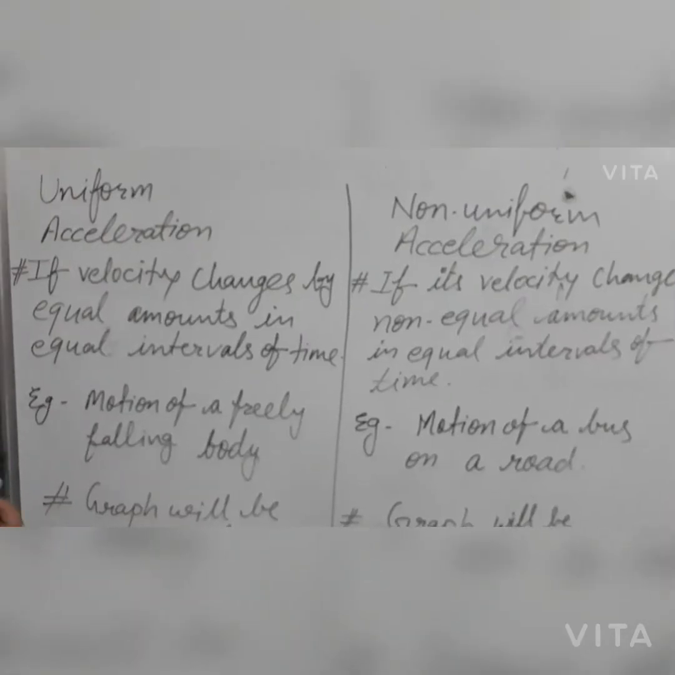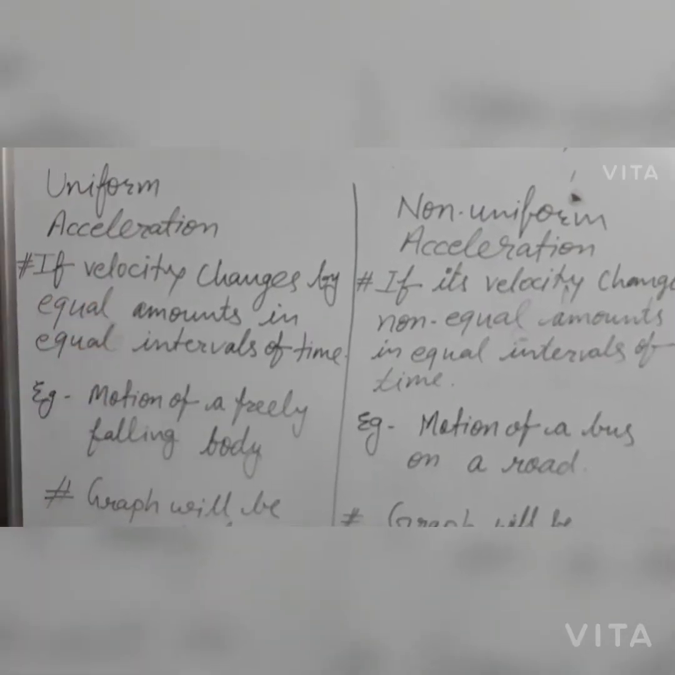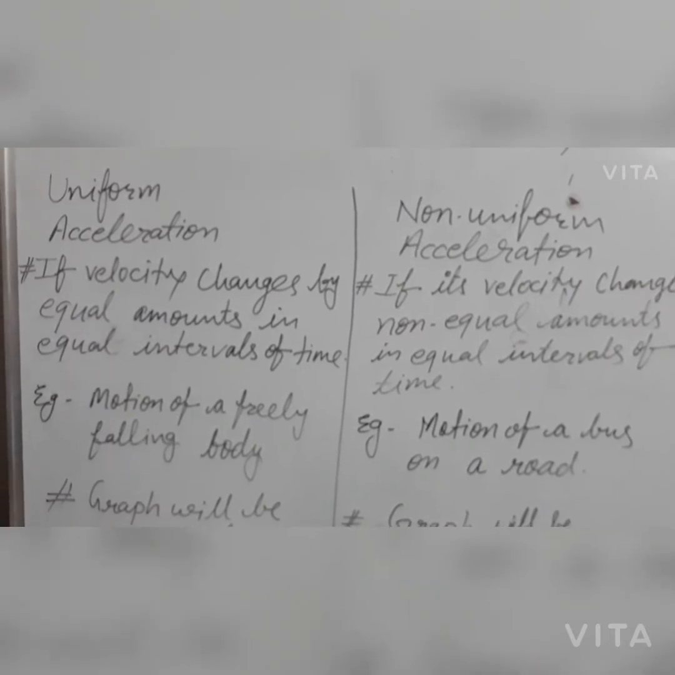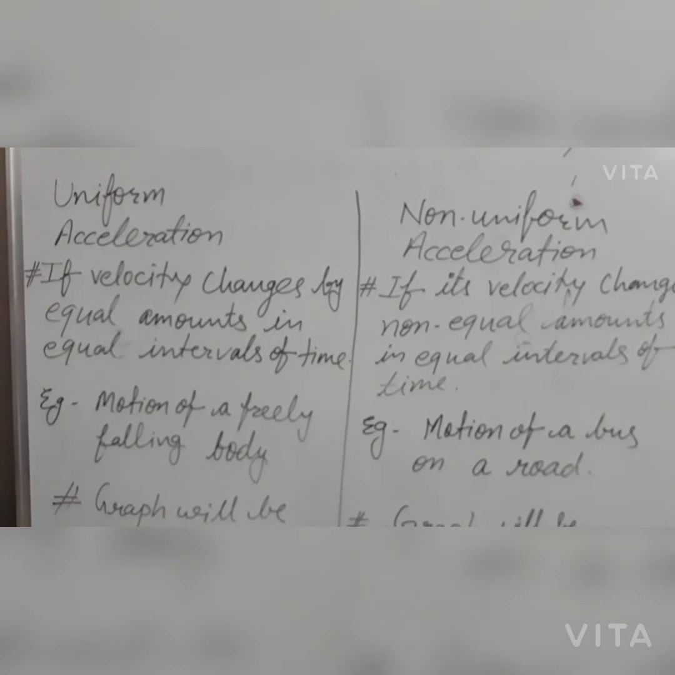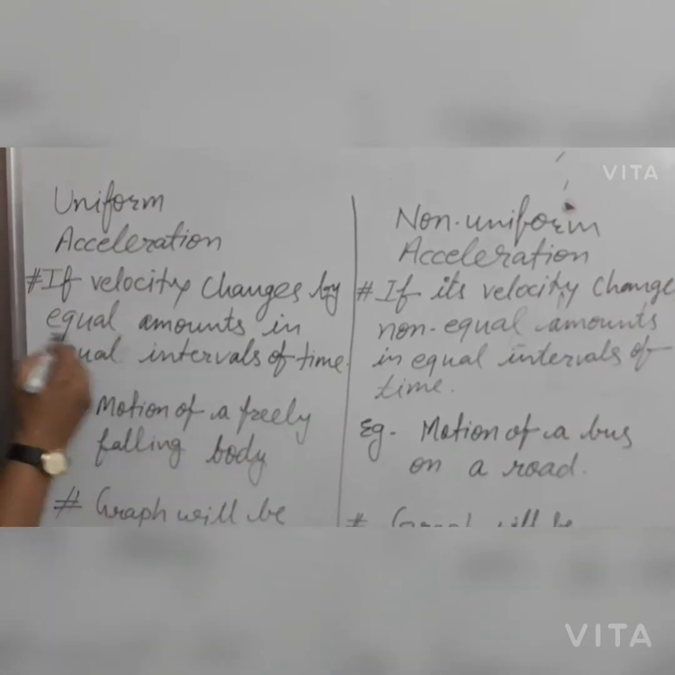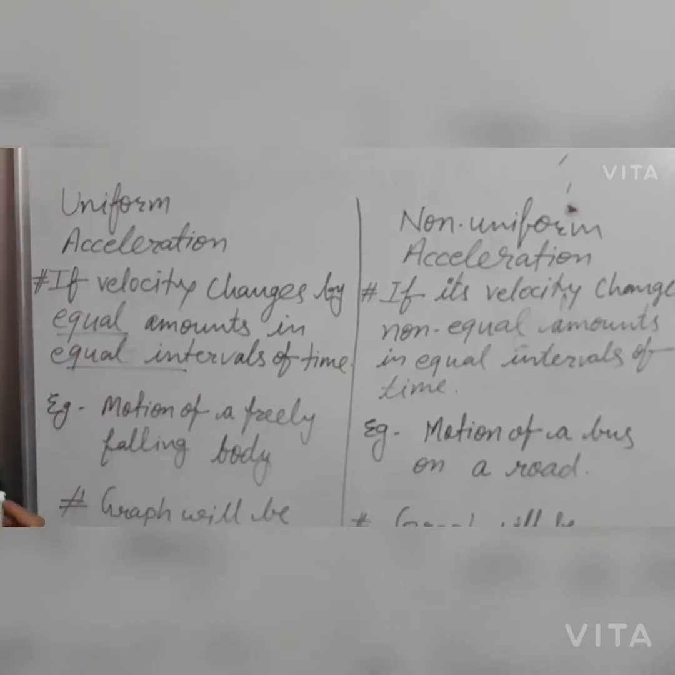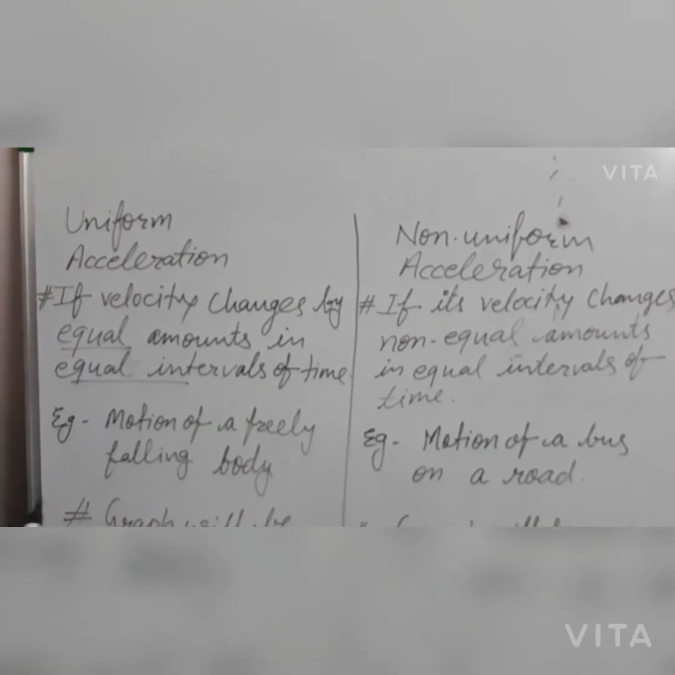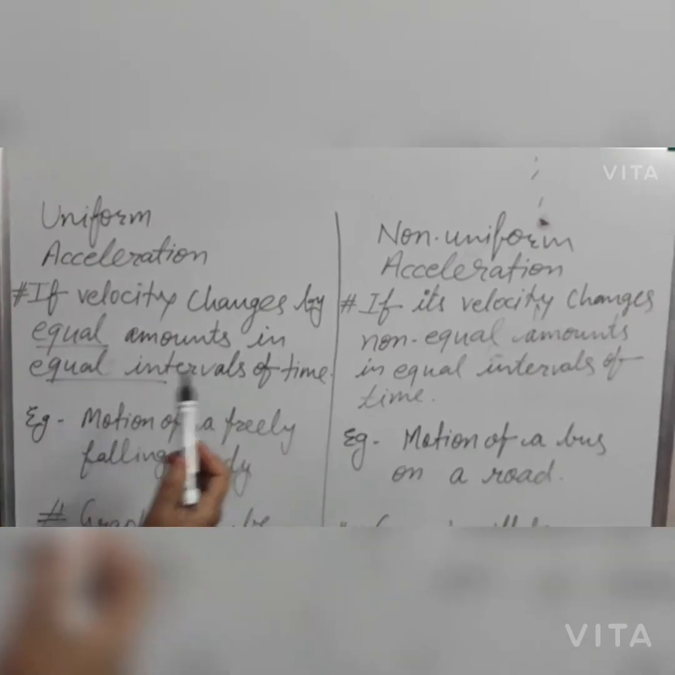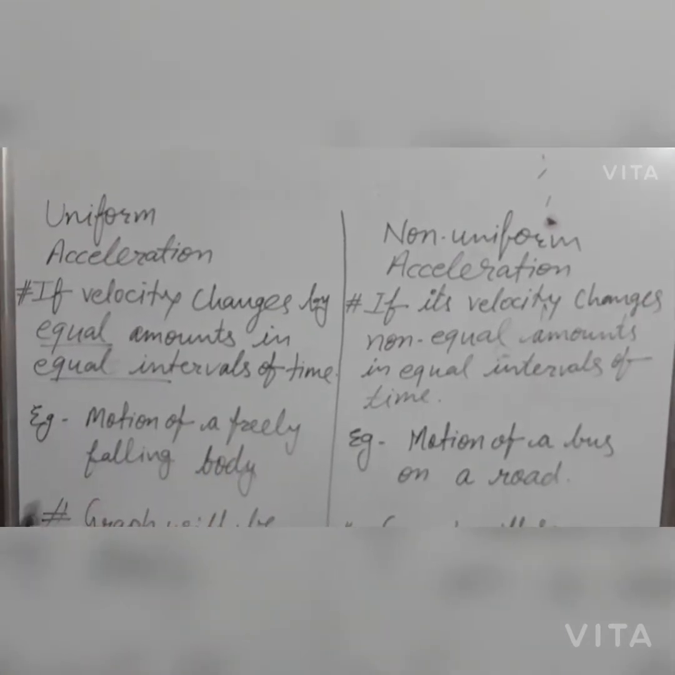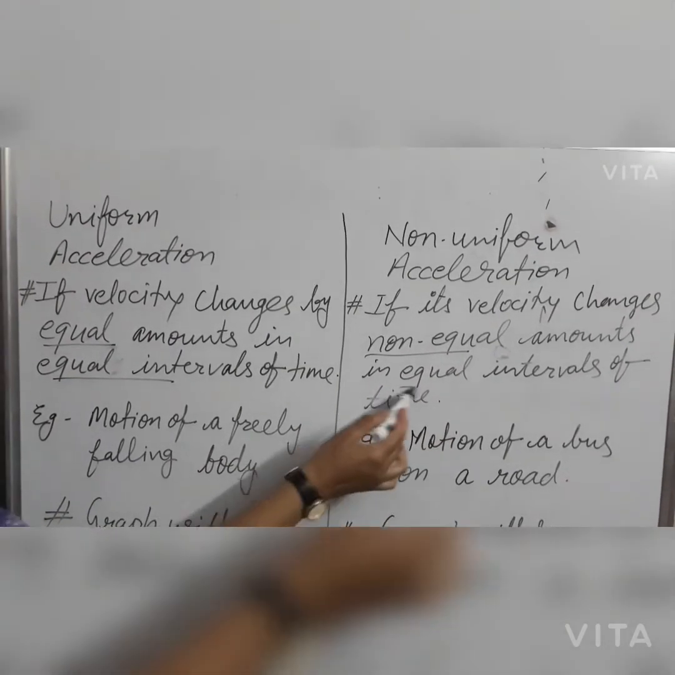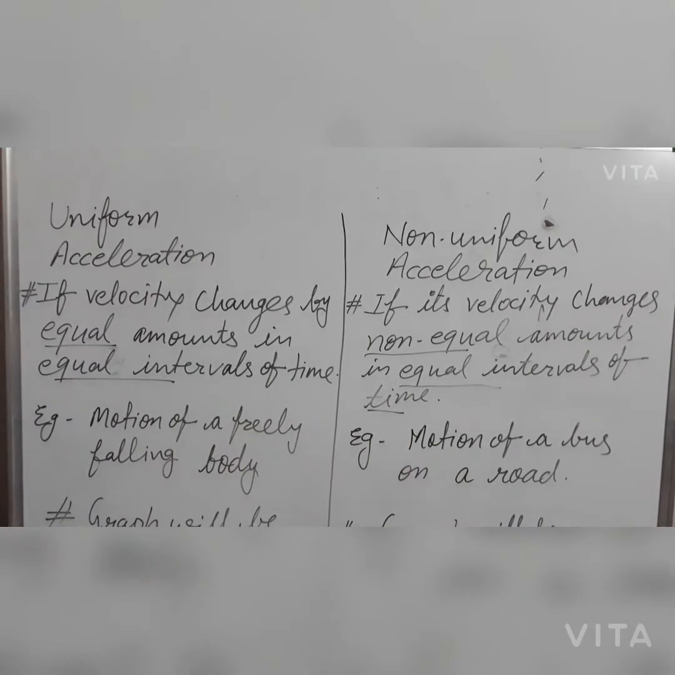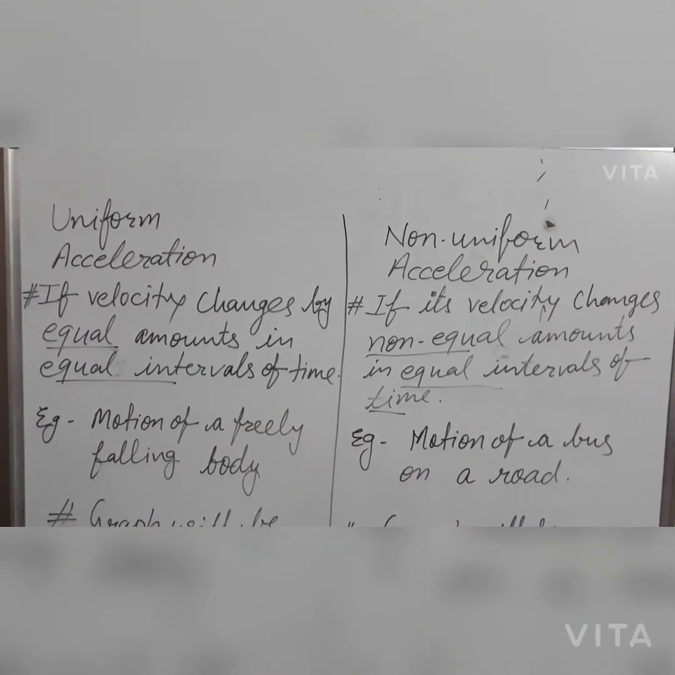What is the difference between uniform and non-uniform acceleration? Uniform acceleration means the velocity changes equally in equal intervals of time. That is known as uniform acceleration. Non-uniform acceleration means the velocity changes unequally, while the time intervals are equal. So that is known as non-uniform acceleration.